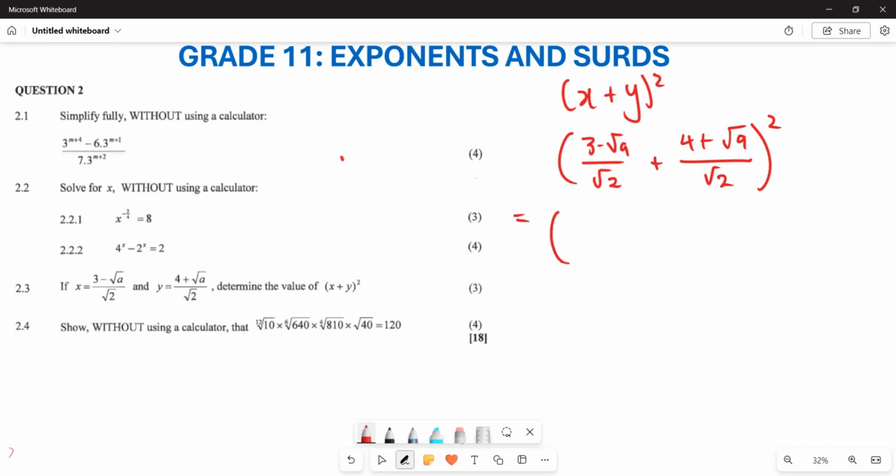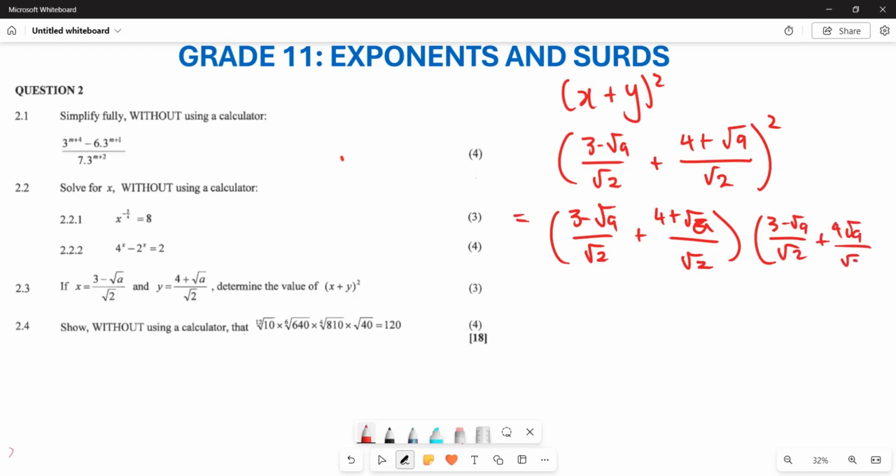This means this is the same as 3 subtract root a over root 2, plus your 4 plus root a over root 2. This is also again 3 subtract root a over root 2 plus 4 plus root a over root 2. So basically, this is one and the same thing that you're having here.